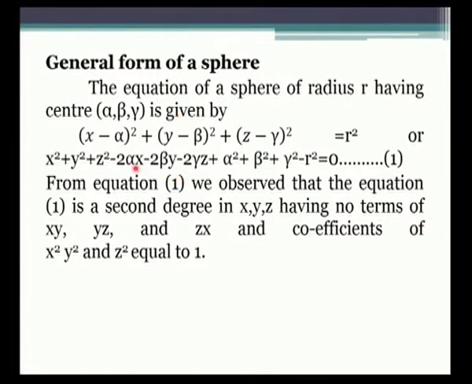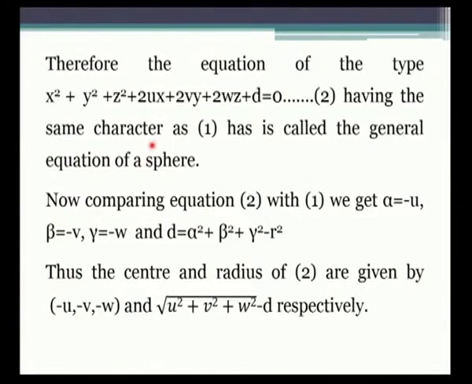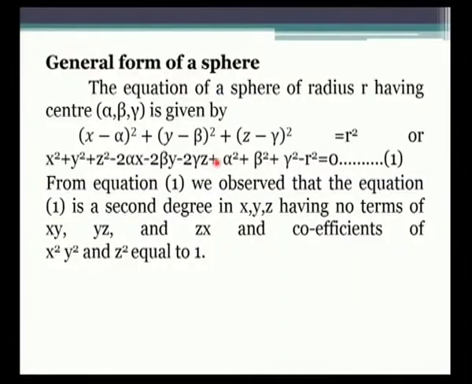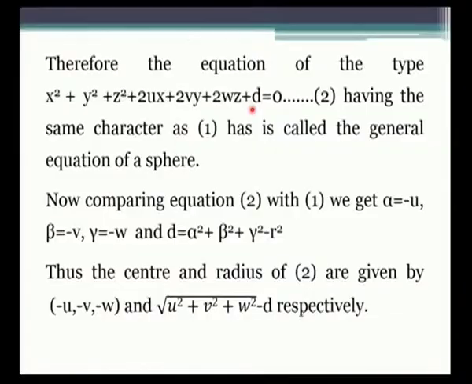Here this is alpha. So, minus 2 alpha x is a component present in equation 1. The similar component in equation 2 is plus 2ux. So, alpha is equal to minus u, and similarly beta is equal to minus v. Gamma is equal to minus w, because here we got the component 2wz, and in equation 1 we got minus 2 gamma z. So, gamma is equal to minus w.